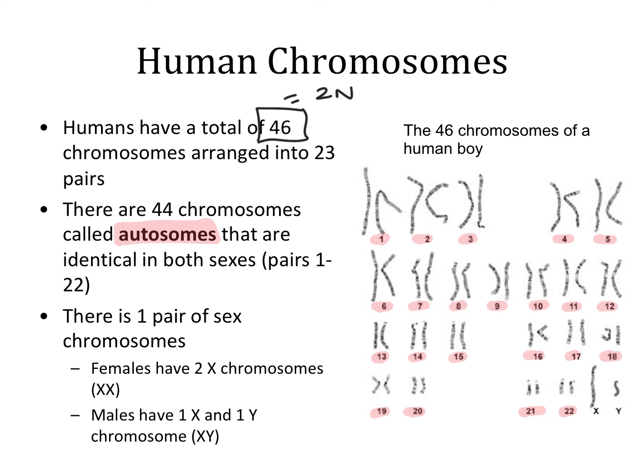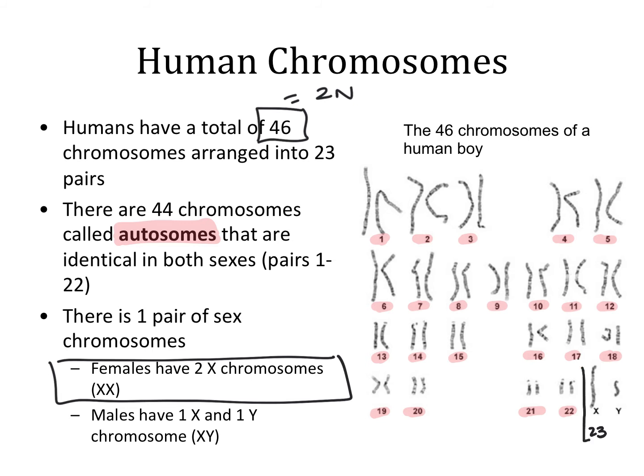The difference between the sexes then is the sex pair. The sex pair is the 23rd pair, but it's not really a pair. In females, it is a true pair because they're XX, but in males, it's not an identical pair because they're XY. But that's 23. So you have 22 autosomes and one sex pair. Okay? That's where we get the 2N from.